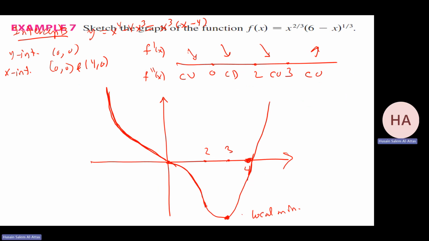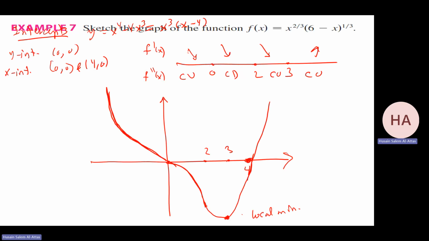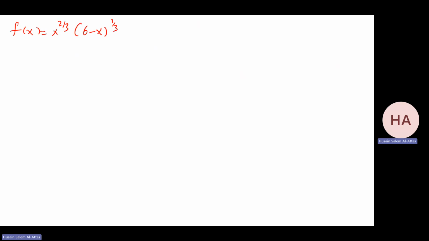This is the function f(x) equals x to the power 2/3 times (6 minus x) to the power 1/3. I will write it here. Is it? Yeah. Which is an interesting function. Let us do the calculation, all of this calculation, to check this function.